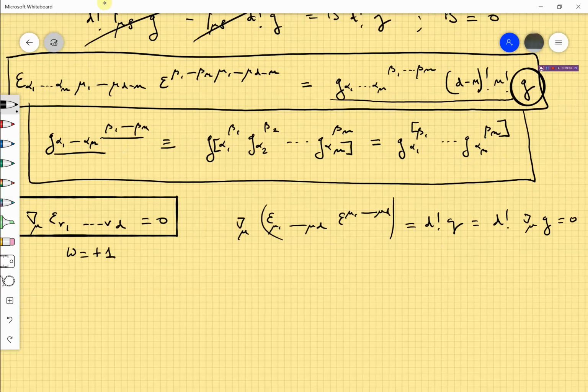Here this is a tensor density of weight 1, another tensor density of weight 1, and remember that g is a tensor density of weight 2, so everything works. Using the covariant derivative defined on tensor densities, this is completely consistent. And now that this is 0, you have this property, and you have the other property that we already proved.